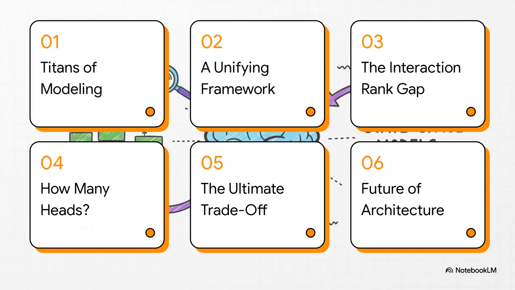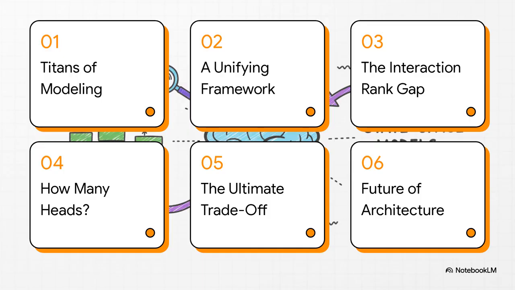So here's how we're going to break it down. We'll start by setting the stage with our two main players. Then we'll introduce what's basically a Rosetta Stone for understanding them both. After that, we'll get into three absolutely game-changing findings from the research. And finally, we'll unpack what this all means for the future of AI.